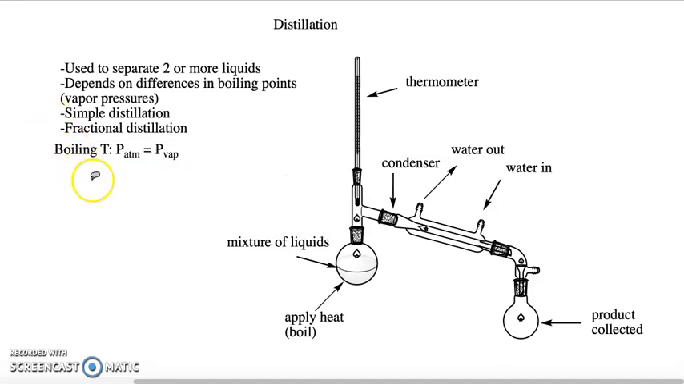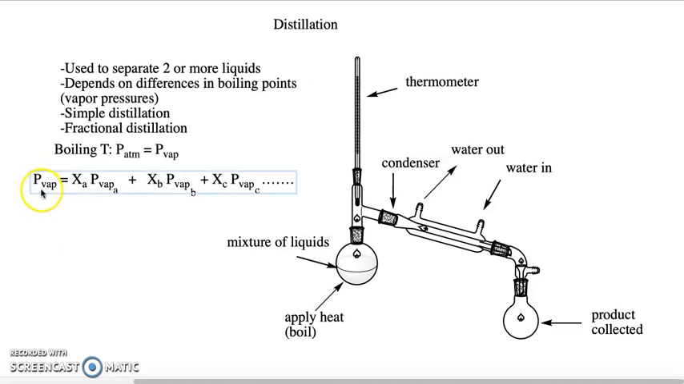The first thing we need to remember is what our definition of boiling point, our boiling temperature, is. It's the temperature where our atmospheric pressure, whatever the pressure of our atmosphere is, equals the vapor pressure of our liquids. And that's where things get complicated, because our vapor pressure isn't simply from one liquid when we have a mixture. All of our liquids are providing vapor, and the total vapor pressure is equal to the vapor pressure of all of our liquids.